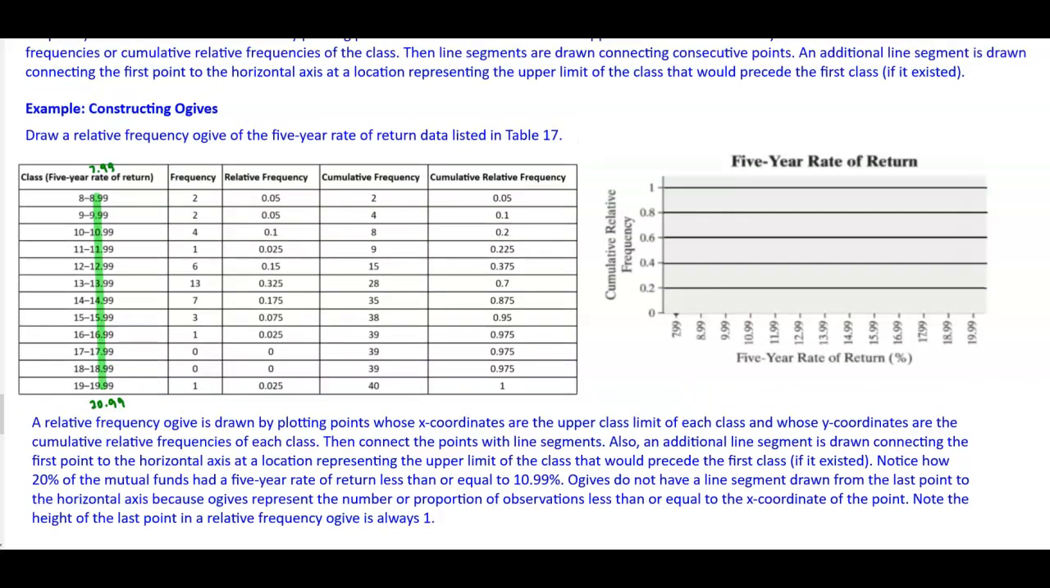We first start with 7.99, and that means it's going to have a cumulative relative frequency of 0 because we don't have a number for that, so that's located right here. Then for 8.99, we round to 2 decimal places, which is 0.05. For 9.99, the cumulative frequency is 0.1. For 10.99, it is 0.2. For 11.99, it is 0.225, which is about 0.23.